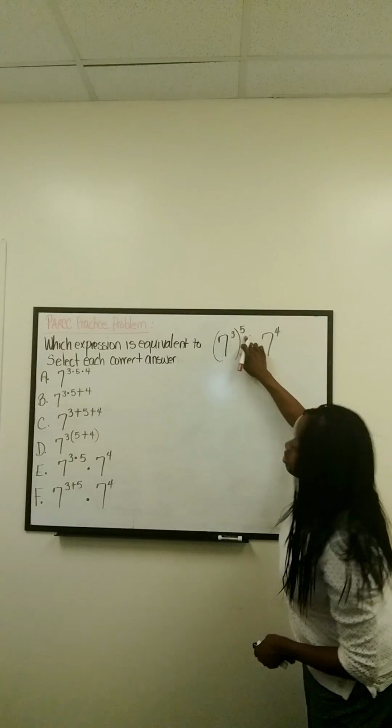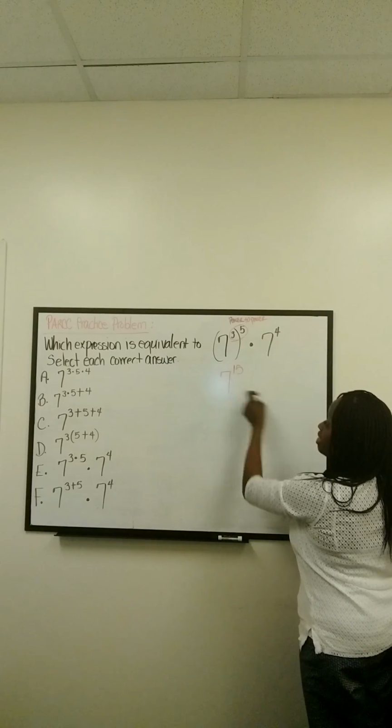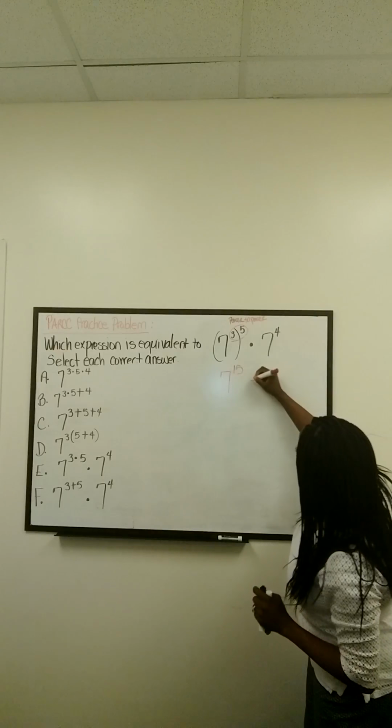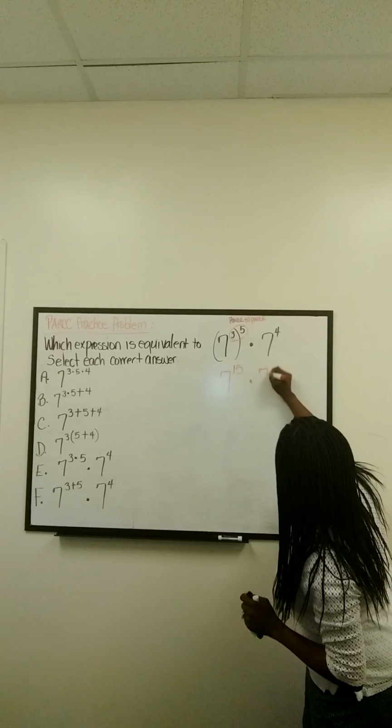So then we would have our base, which is 7, and that remains the same, but our exponent will then become 15. 7 to the 15th then matches the expression 7 to the 3rd raised to the 5th. These match as a result. So then I'm going to bring down the rest of the expression.